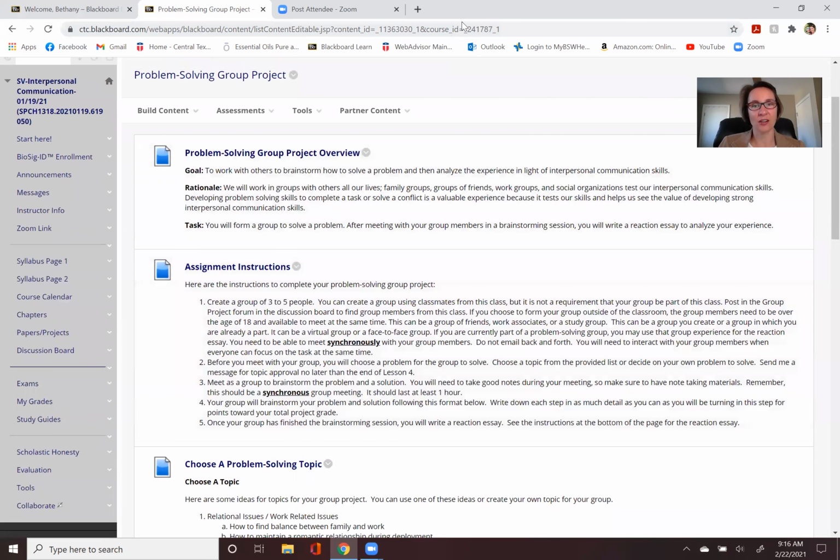If you haven't already, make sure you send me a message in Blackboard identifying your topic and telling me who is going to be in your group. There needs to be at least 3, no more than 5 group members for this project. They can come from classmates and you can find connections in the discussion board, but you can also draw on family members or friends or coworkers for your group. If you have any questions, send me a message on Blackboard and we'll talk to you soon.